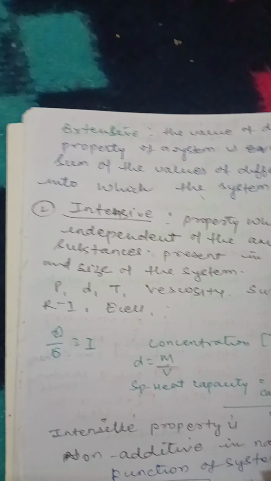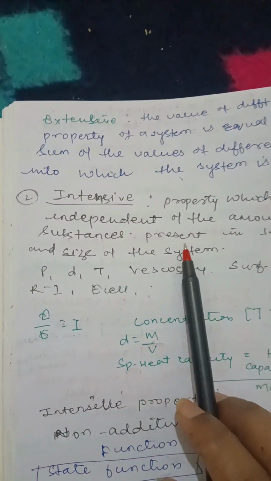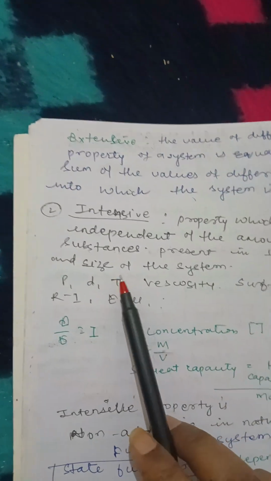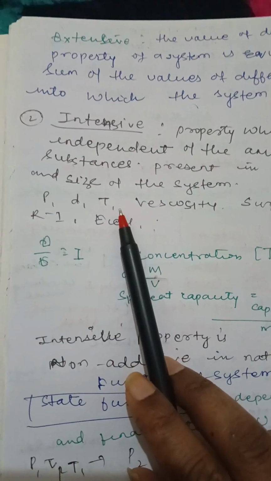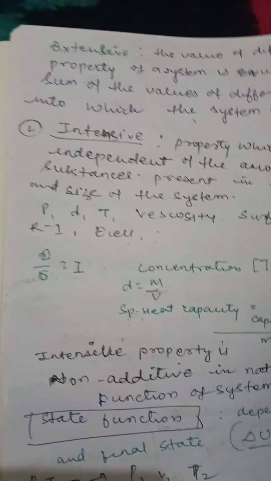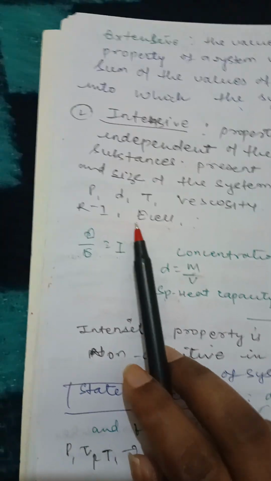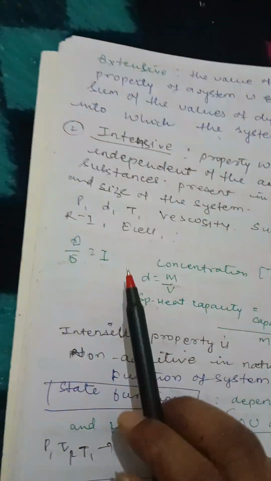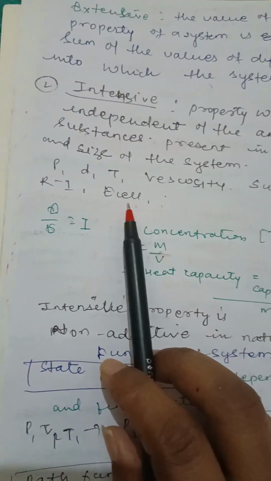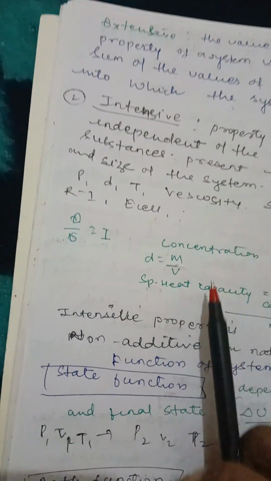Intensive property is the property which is independent of the amount of substance present in the system and the size of the system, like pressure, density, temperature, viscosity, surface tension, refractive index, E cell. Now the words you should learn: molar, specific.